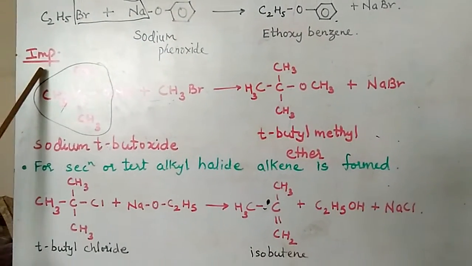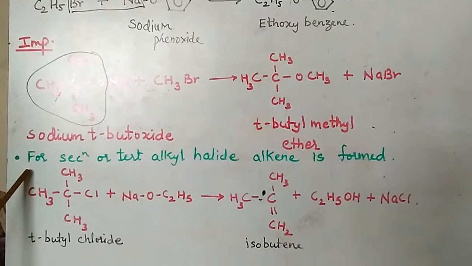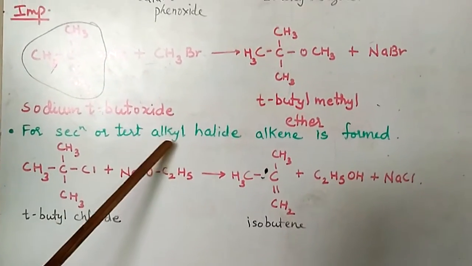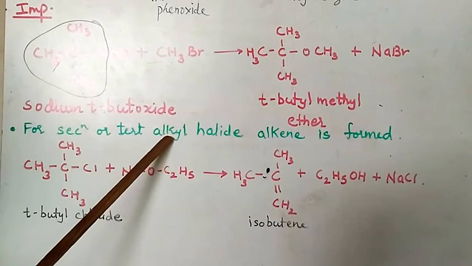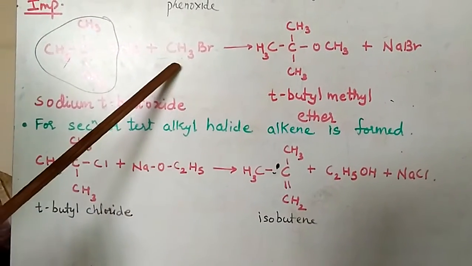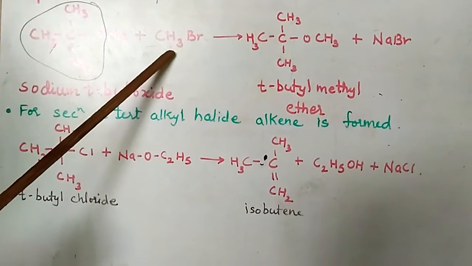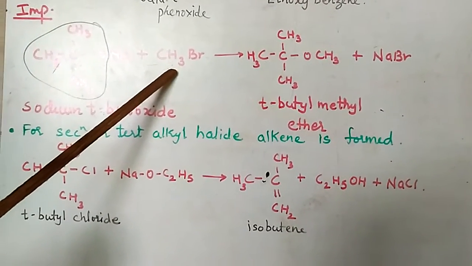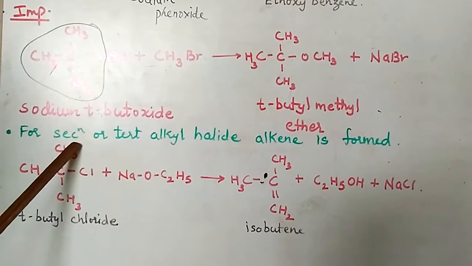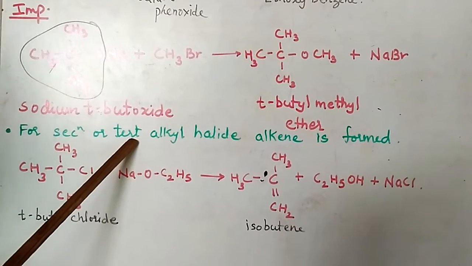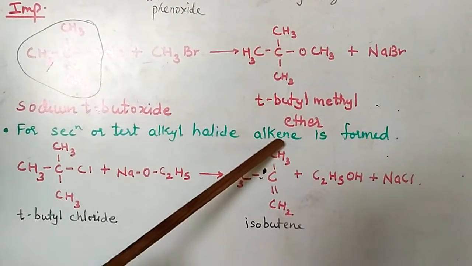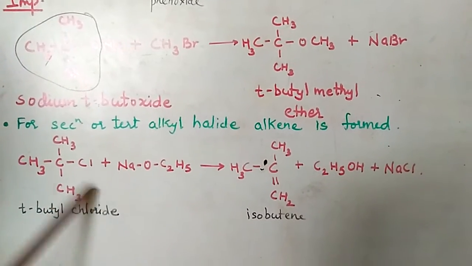Now why have I given this as important? See the colored part that I have written. If you are using a secondary or tertiary type of alkyl halide, in the previous reaction the alkyl halide that was used was a primary alkyl halide. But if you use a secondary or a tertiary alkyl halide, you don't get an ether, but in spite of that, you get an alkene. So that reaction is here.